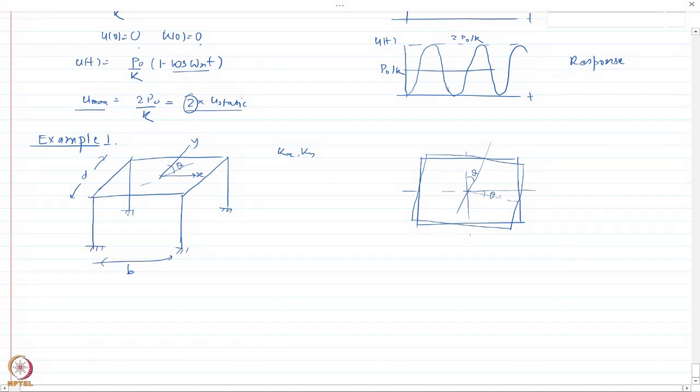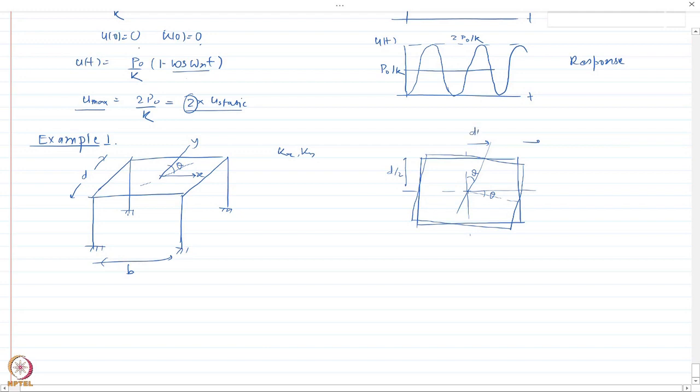Now remember, as it rotates, at any corner the horizontal displacement is the same displacement that I have here, which is represented by half of this length, d by 2, times the angle.